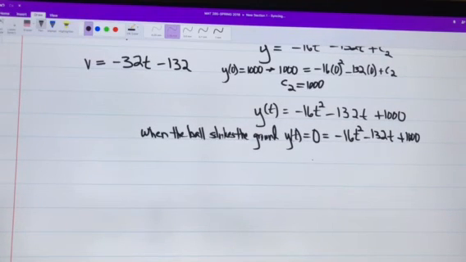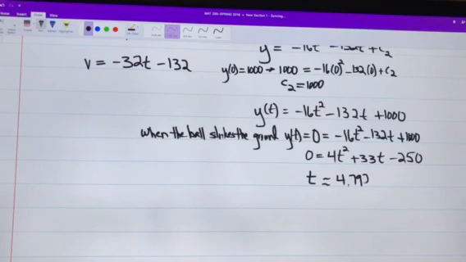To make this into a very user-friendly quadratic equation, if I divide by negative 4, I'd be looking at 4t squared plus 33t minus 250. Now there will be two values of t, but I'm interested in just the positive one. In this particular case, the amount of time will be about 4.792 seconds. So that's how long it's going to take for the ball to strike the ground.